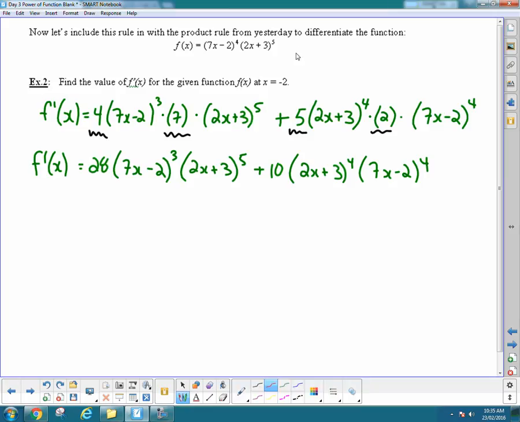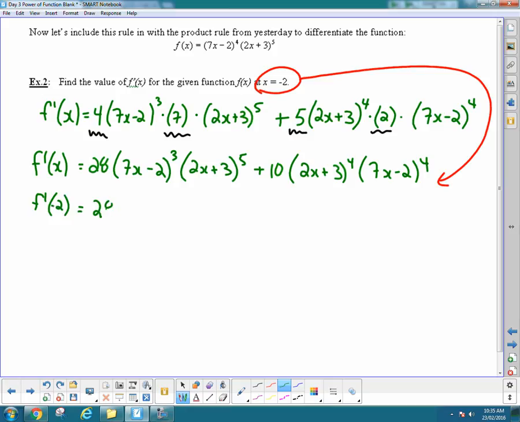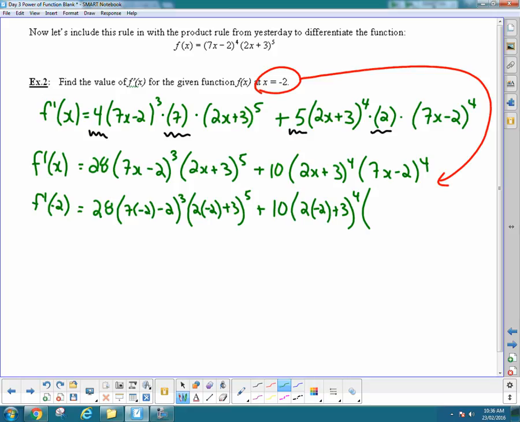That's pretty much as far as we could simplify it. But this question does go a step further. It says, I want you to find the value at x equals -2. So I want you to sub in -2 into this function, or the derivative, excuse me. So it's f prime at -2. So wherever we see an x, we're going to replace it with a -2. So it's 7 times -2 minus 2, all cubed. 2 times -2 plus 3, all to the power of 5. The 10, so it's 2 times -2 plus 3, all raised to the power of 4, and 7 times negative 2 minus 2, all raised to the power 4.